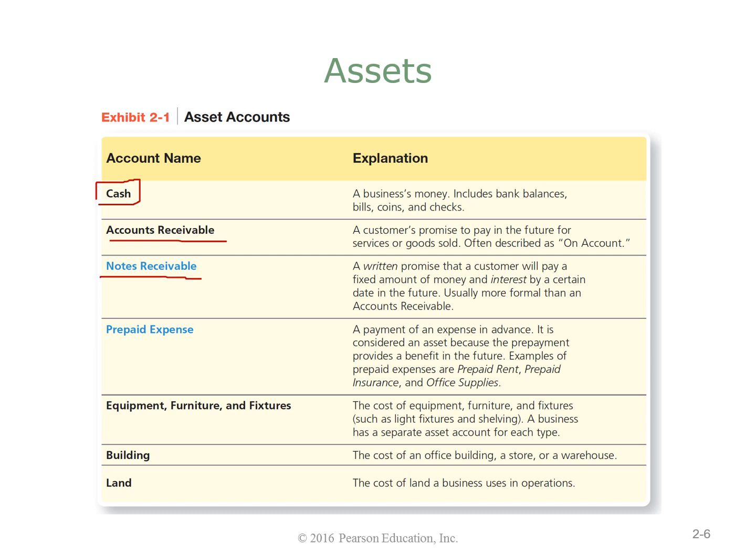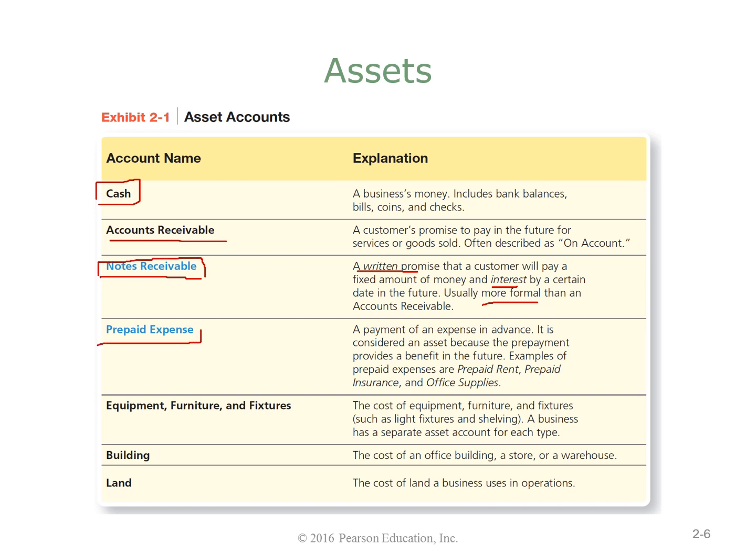Notes receivable is a written promise that the customer will pay a fixed amount of money plus interest. Usually it is more formal than accounts receivable, which means we have to sign something like a contract in order to record the account as notes receivable.